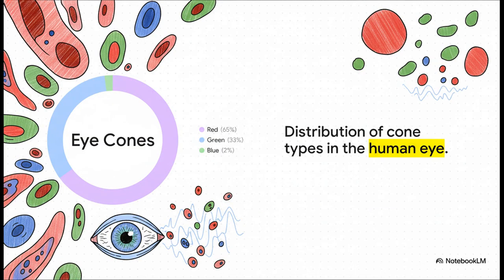Now check out this chart, because this is wild. It shows the distribution of those cones in our eyes. As you can see, we are dominated by red and green sensitive cones. But what is truly staggering is that only about 2%, just 2% of our cones are sensitive to blue light. Our entire perception of the color blue comes from this tiny, tiny fraction of cells.